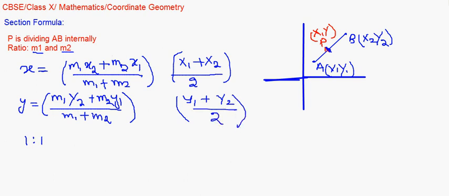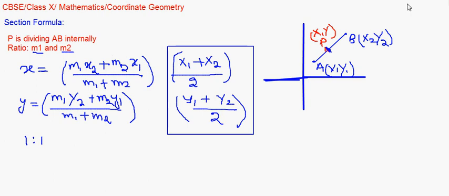This is separately referred to as the midpoint formula. Let me write it down. This is called the midpoint formula. But I told you how it is derived, because M1 and M2 are 1 and 1 when P is the midpoint.